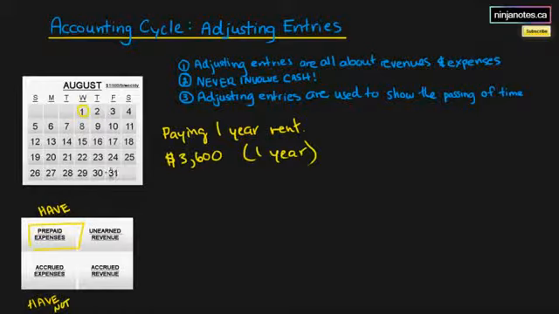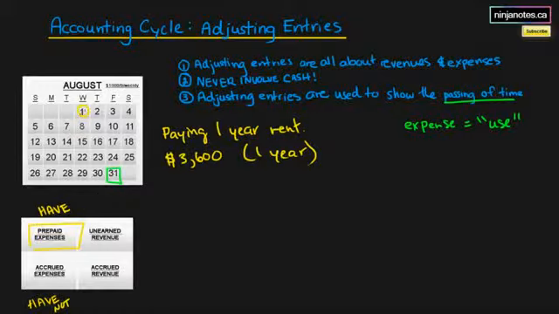are actually at the end of August, because adjusting entries are done at the end of the month to show the passing of time, like I've put up here next to the rule involving adjusting entries. And we need to show an adjusting entry to report the expense of our rent, because expenses are kind of synonymous with use. So we need to show that we used 1 month of rent.